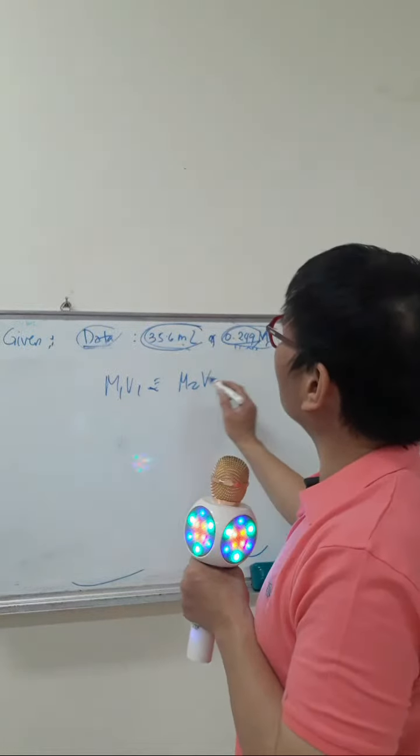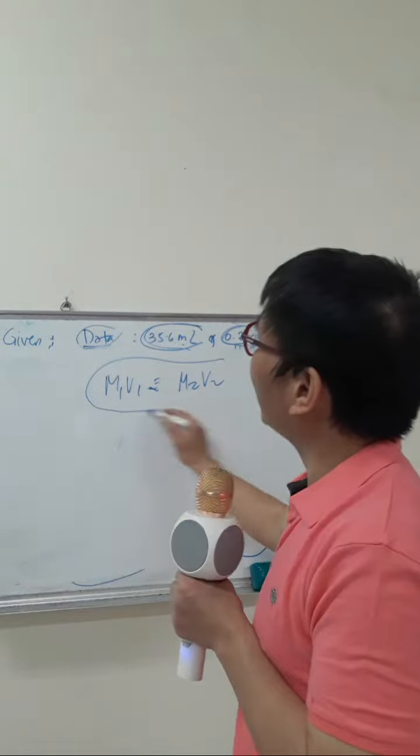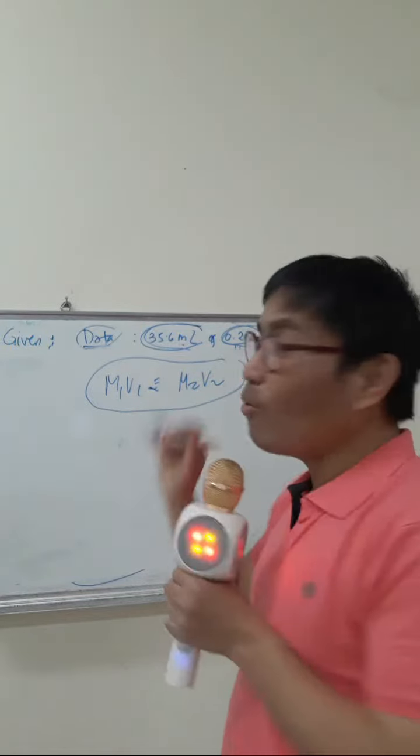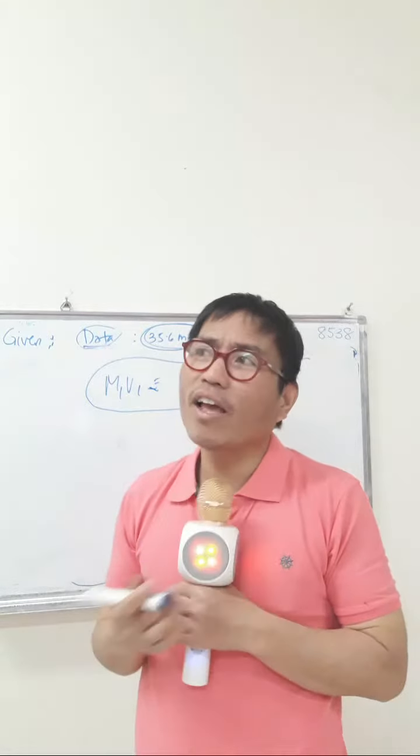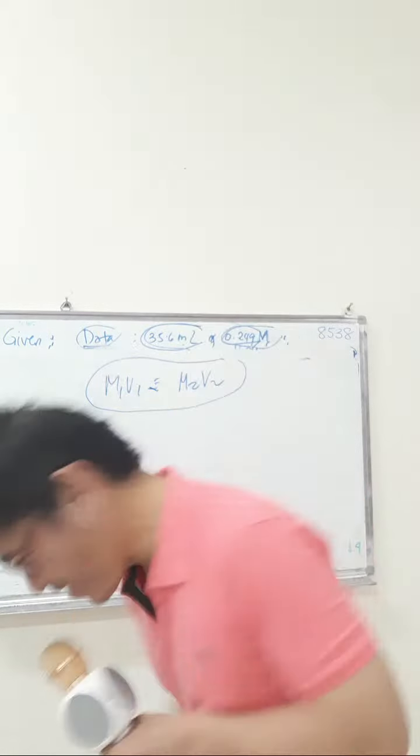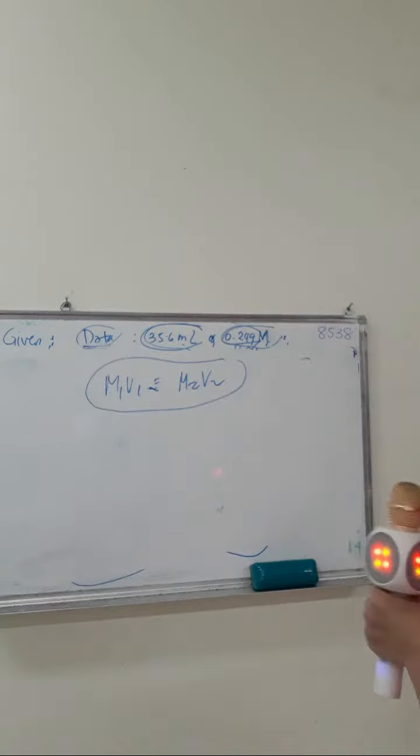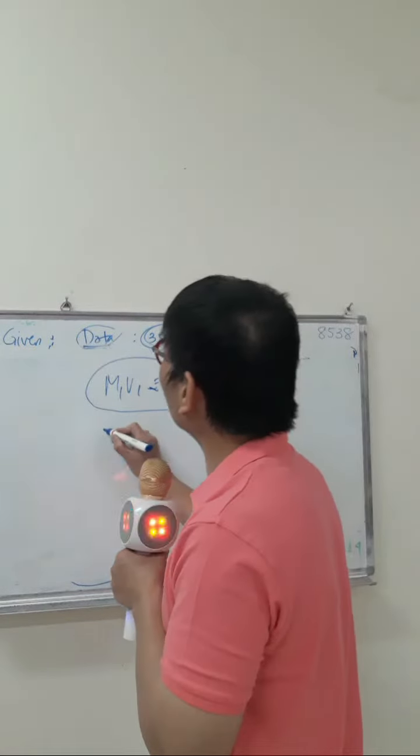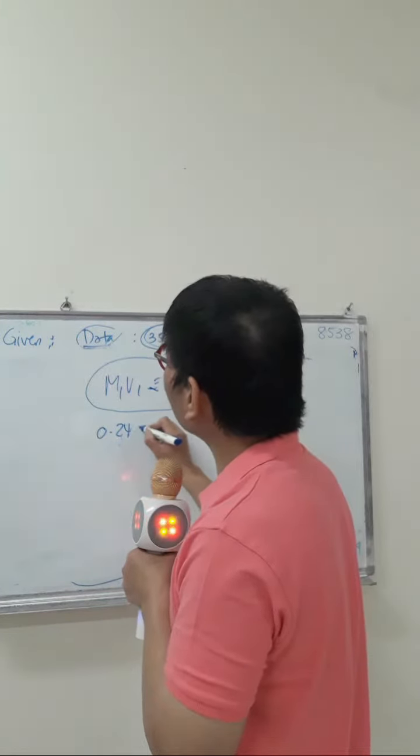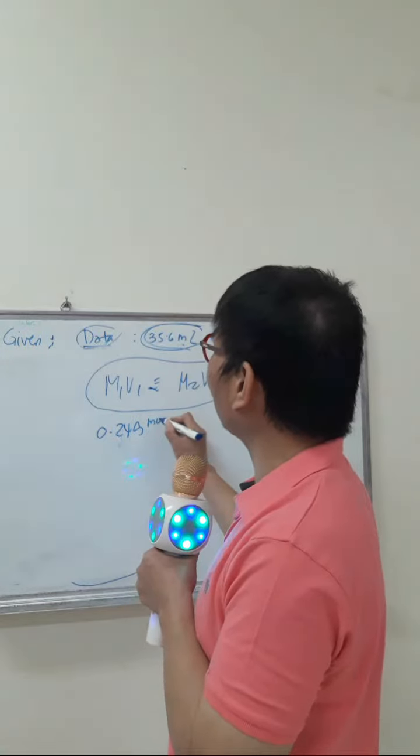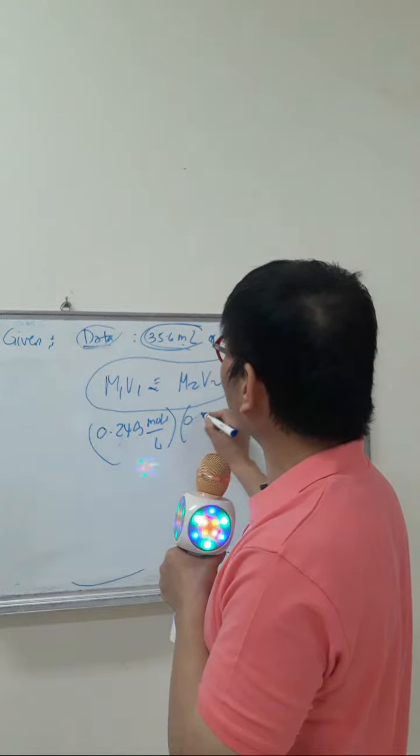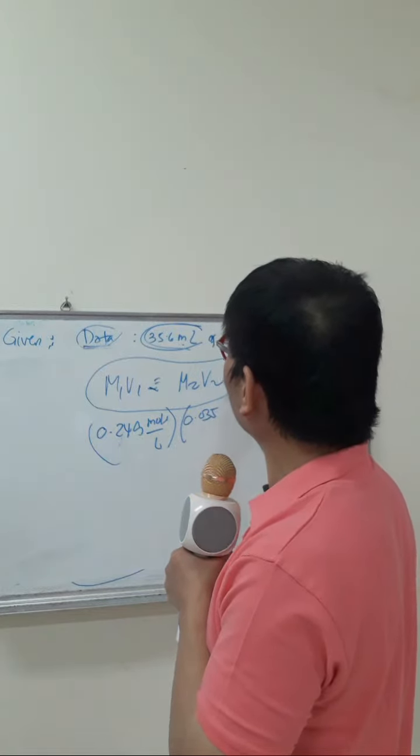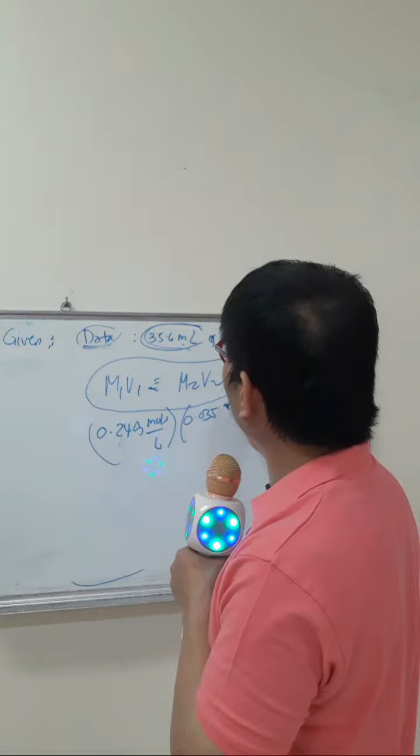Okay, M1, V1, M2, V2. But we should be careful, guys. Molarity is moles here in the chemical reaction. Okay, 0.249, that is M1, right? Moles per liter. Then multiplied by V1, which is 0.0356, right? It is in liters already.